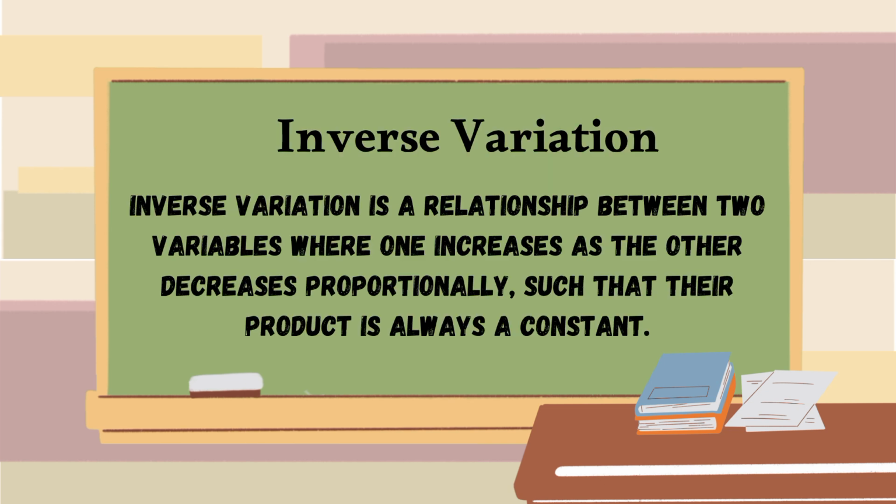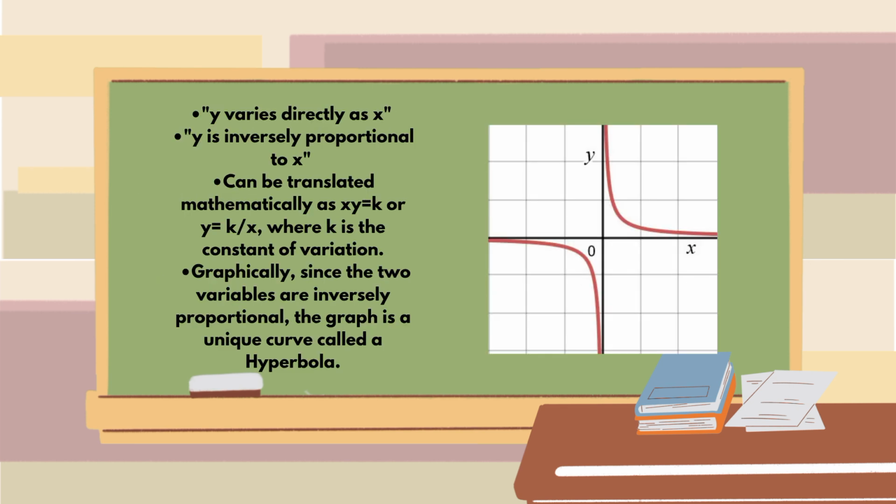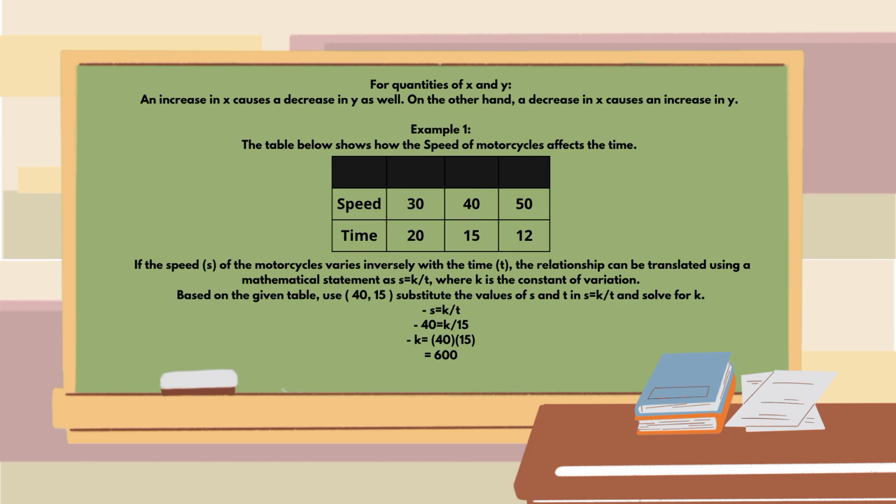Second, inverse variation. As one quantity increases, the other decreases proportionally. Their product is always constant: xy equals k. Also, graphically, since the two variables are inversely proportional, the graph is a unique curve called a hyperbola. In this example, it shows the relationship between speed and time over a fixed distance. The faster you drive, the less time it takes.